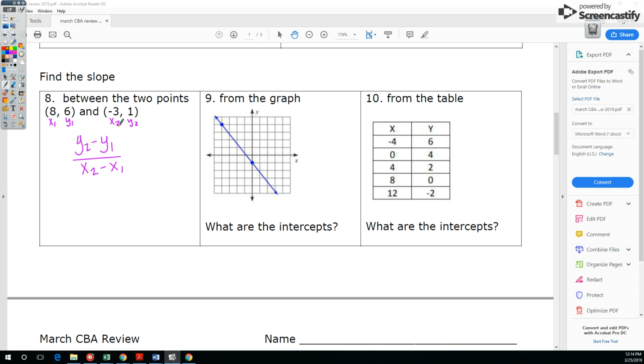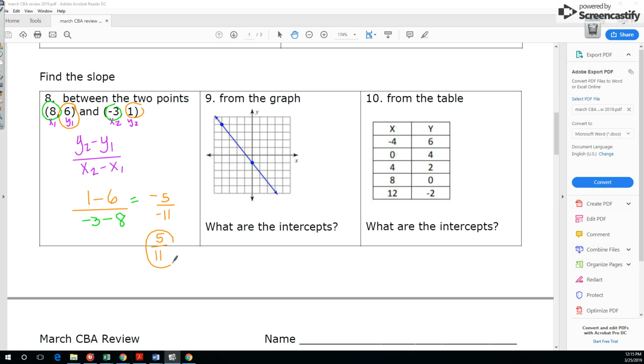So first I have y2 minus y1 divided by x2 minus x1. 1 minus 6 is negative 5, and negative 3 minus 8 is negative 11. A negative divided by a negative is a positive.